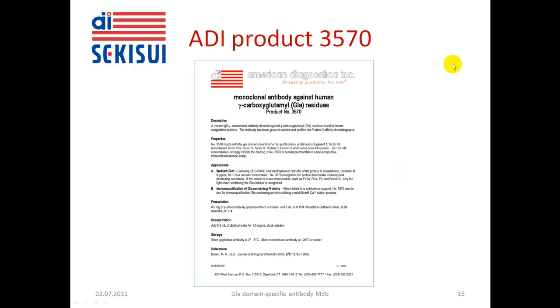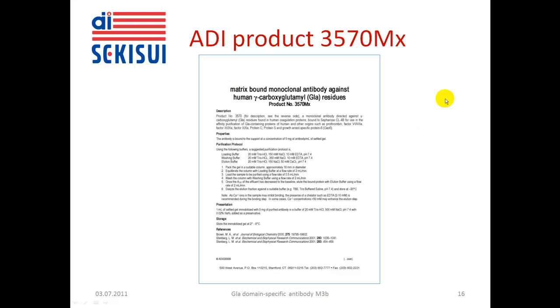What are the ADI products? There's the product number 3570, which is the purified monoclonal antibody against the Gla residues. It can be used for Western blotting in particular. And there is ADI product 3570MX, which is matrix-bound monoclonal antibody M3b, which can be used for immunoaffinity purification of Gla-containing proteins, as just shown in the last slide.